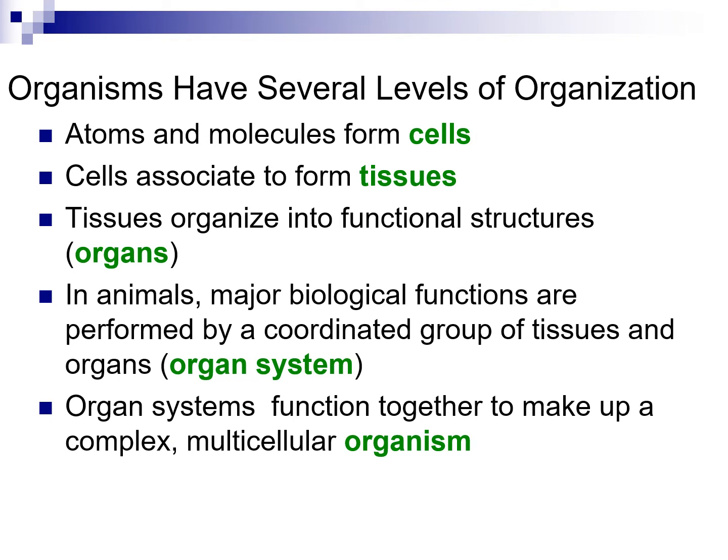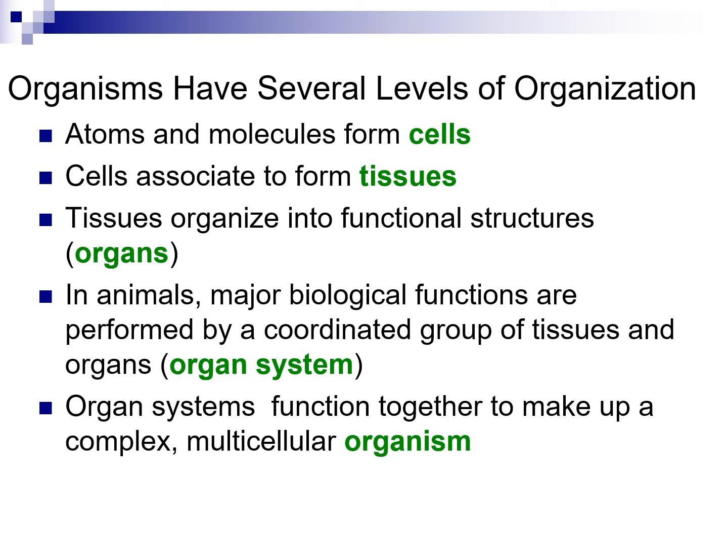Organisms also have several levels of organization. Atoms and molecules form cells. We'll be talking about atoms and molecules in the coming lecture. These cells then associate to form tissues. Tissues organize into functional structures, which are your organs. So liver tissues make up your liver, bone tissue makes up your bones.